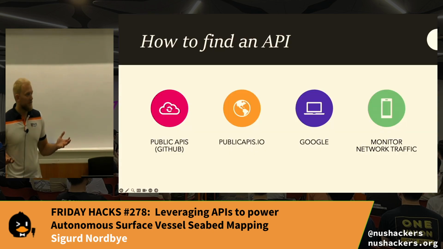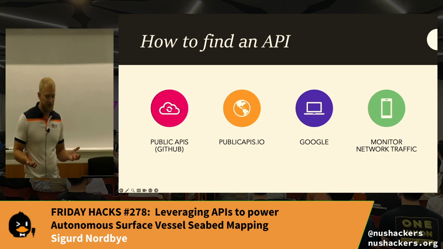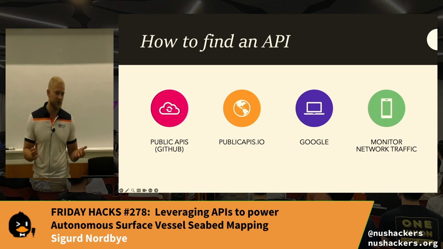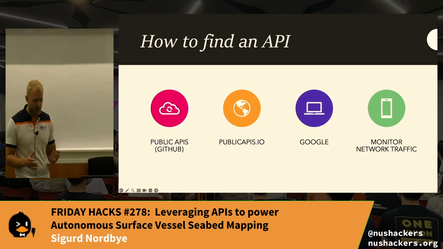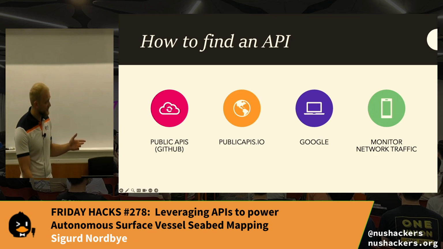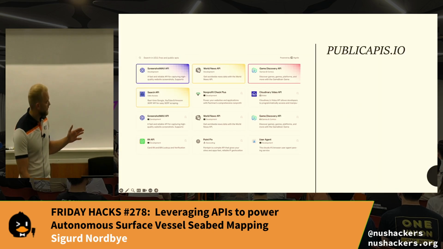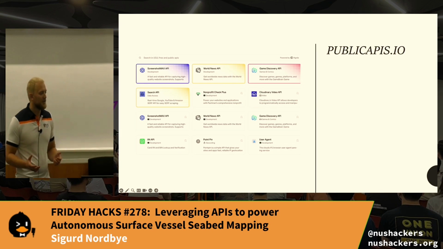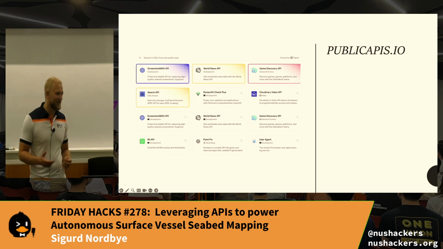So how did I find the APIs? There's tons of different ways to find APIs. You have Public APIs, a GitHub repository with like 30,000 open source APIs. And you have publicapis.io, which has like 1,500 open source APIs, with a search bar to search through them. You can use Google, of course, and you can monitor the network traffic, as I'll show you later. So here you can just see publicapis.io, and you have so many different APIs. Here you can fetch mugshots, or have web scrapers or AI agents.